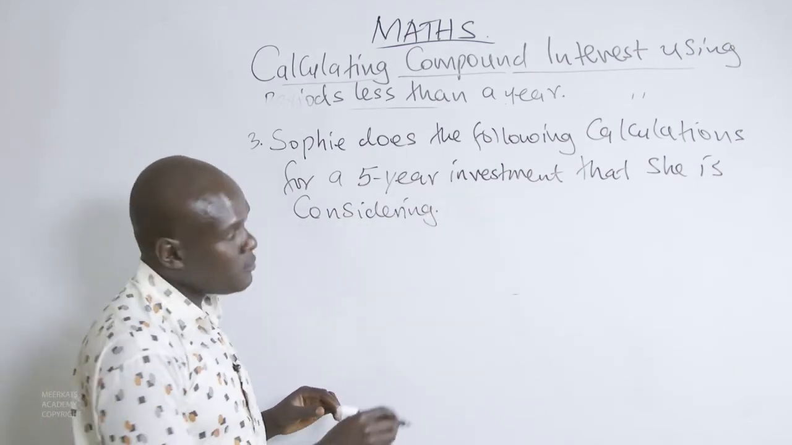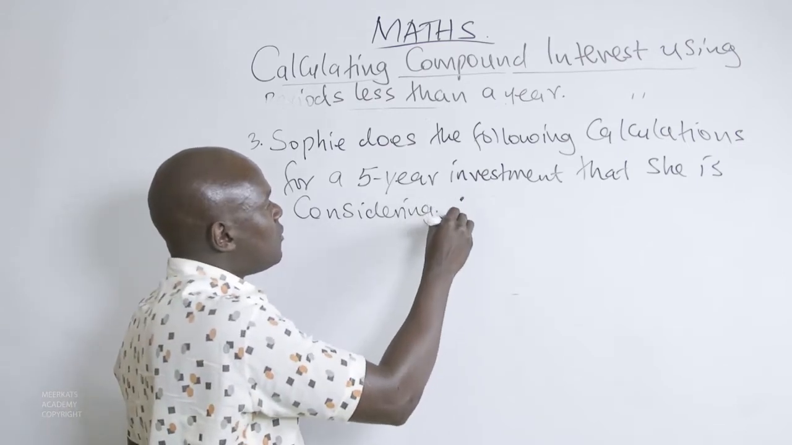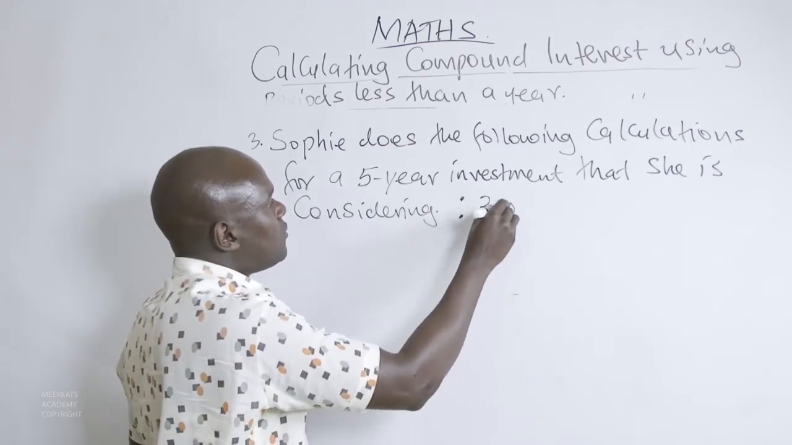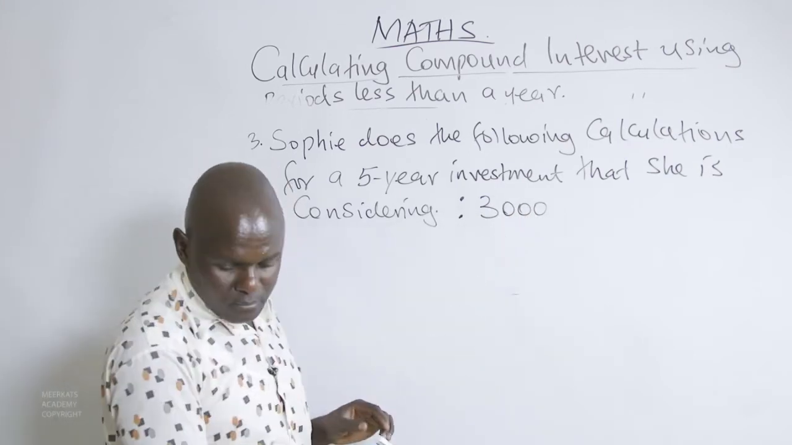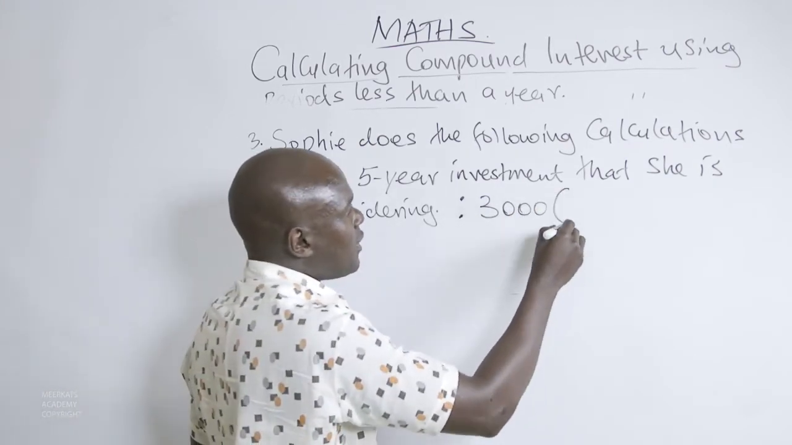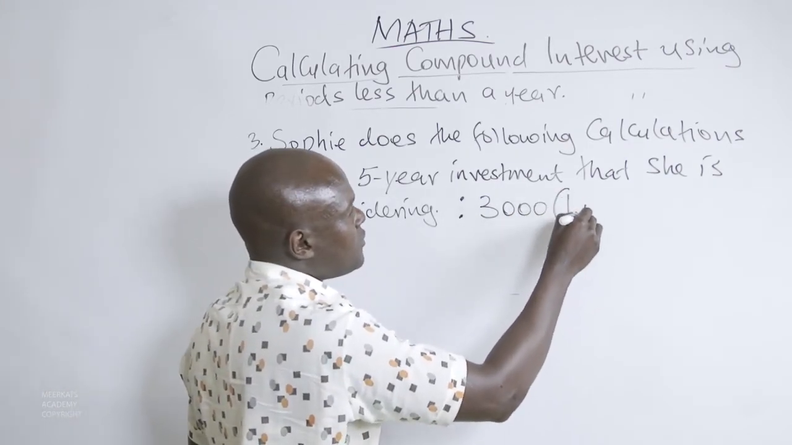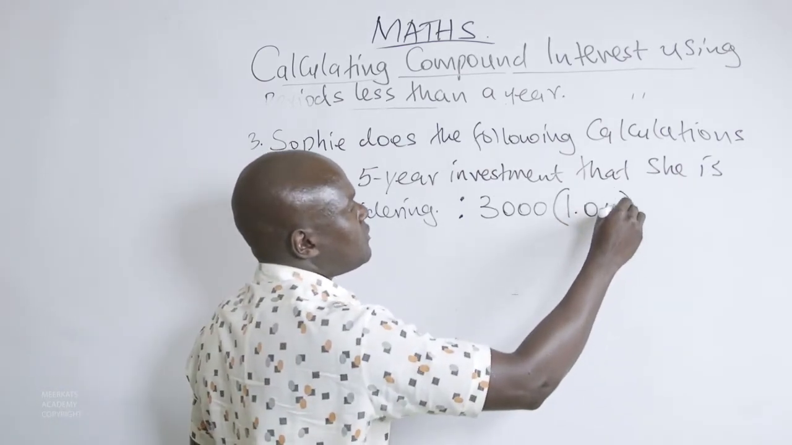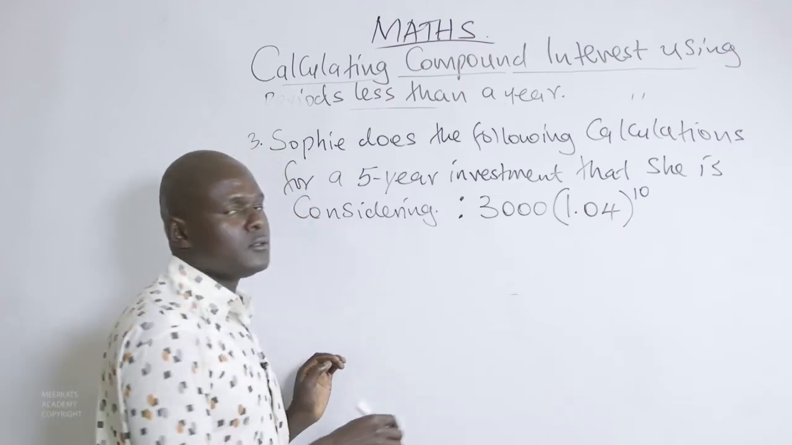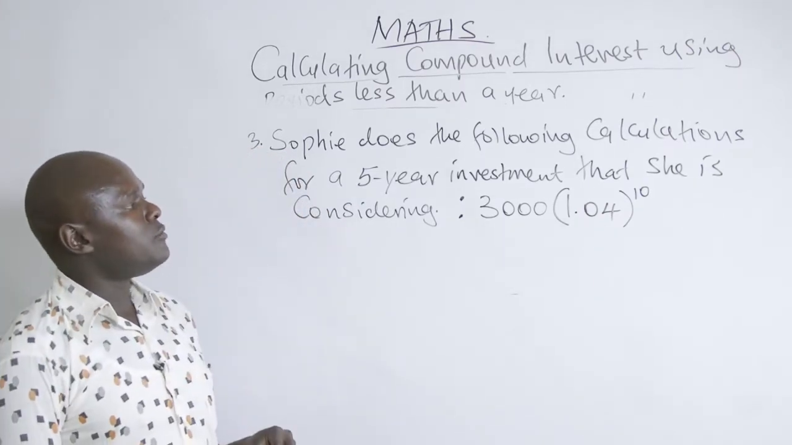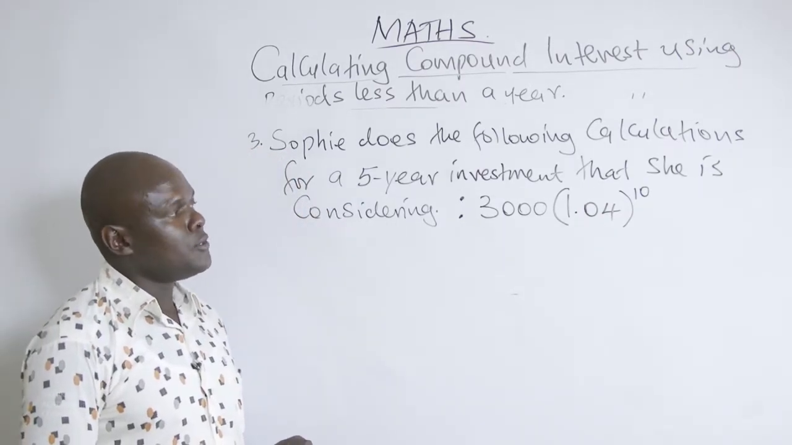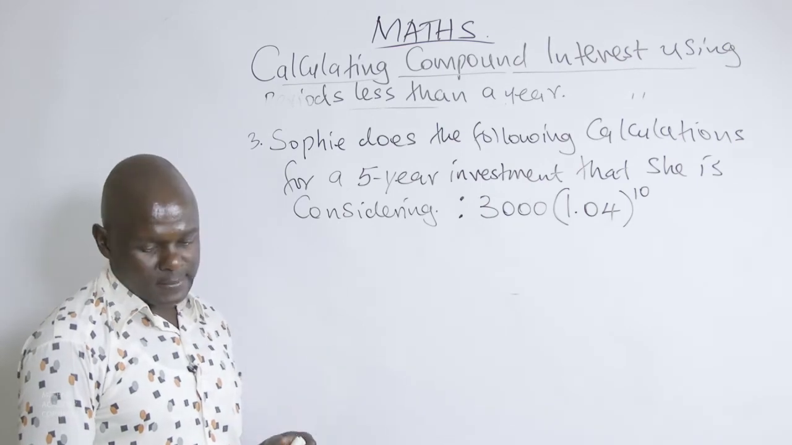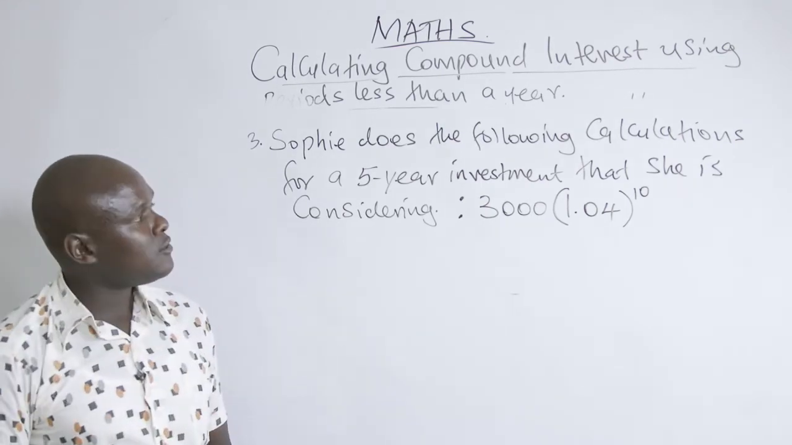And this is 3,000 into bracket 1.04 raised to power 10. So let us move on and look at the questions.